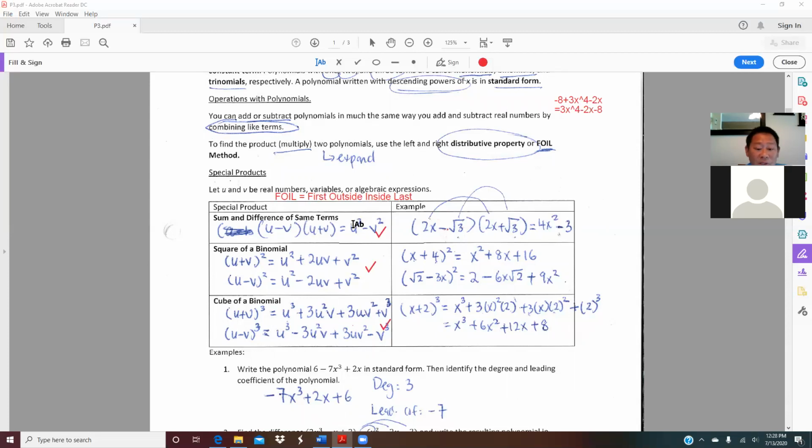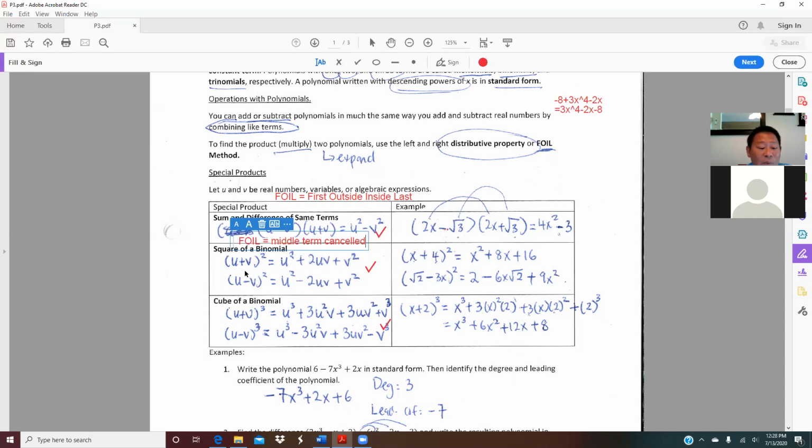So u times u is u squared, v times v is v squared, and then you put a negative because minus and plus give you minus. So usually when you FOIL this, your middle term will be canceled out. Okay, so when you FOIL this, your middle term cancels. So that's the reason why you only do the first and the last. Okay, for this, this is very important, the one that I'm talking to you about.